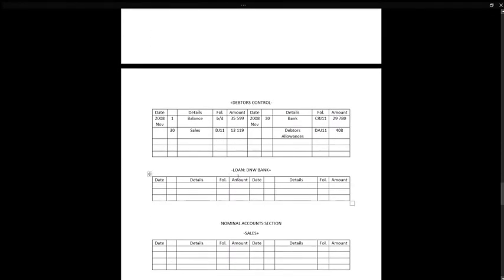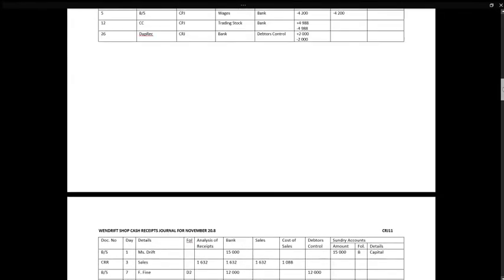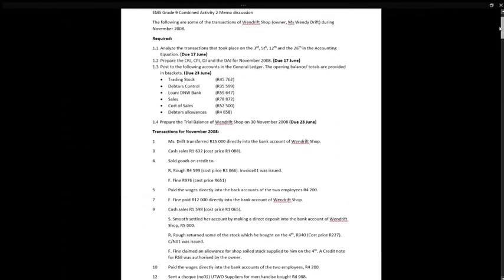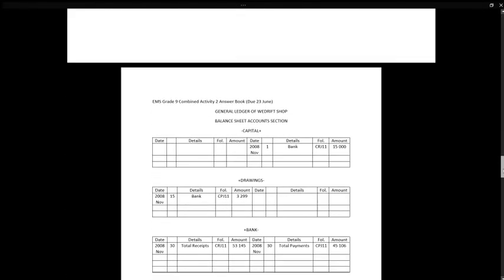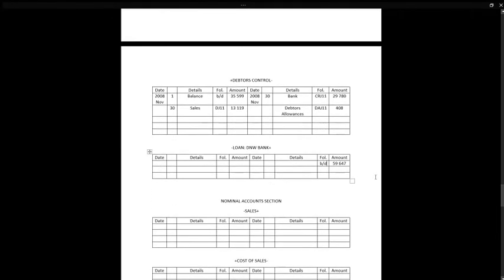Right, so DNW loan from DNW Bank. The signs for loan or liabilities is minus plus. It will increase in my credit side. So 59,647. Right, and my folio will be BD, brought down. Just want to double check my opening balance. 47 and 47, yes, it's correct. Details will be balance. Took place on the 1st of November 2008.